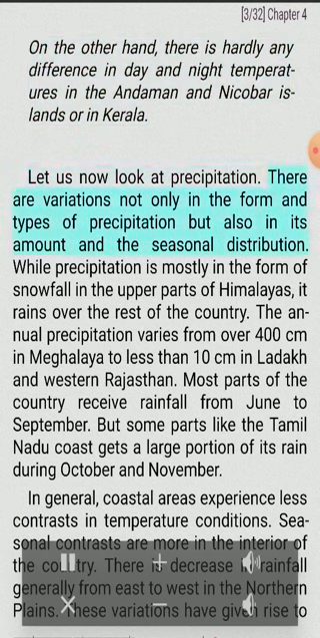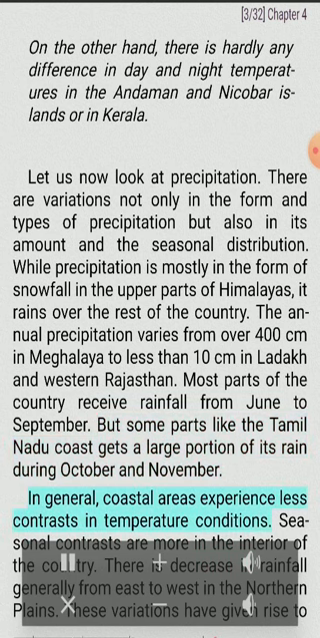There are variations not only in the form and types of precipitation but also in its amount and the seasonal distribution. While precipitation is mostly in the form of snowfall in the upper parts of the Himalayas, it rains over the rest of the country. The annual precipitation varies from over 400 centimeters in Meghalaya to less than 10 centimeters in Ladakh and western Rajasthan. Most parts of the country receive rainfall from June to September. But some parts, like the Tamil Nadu coast, get a large portion of their rain during October and November.